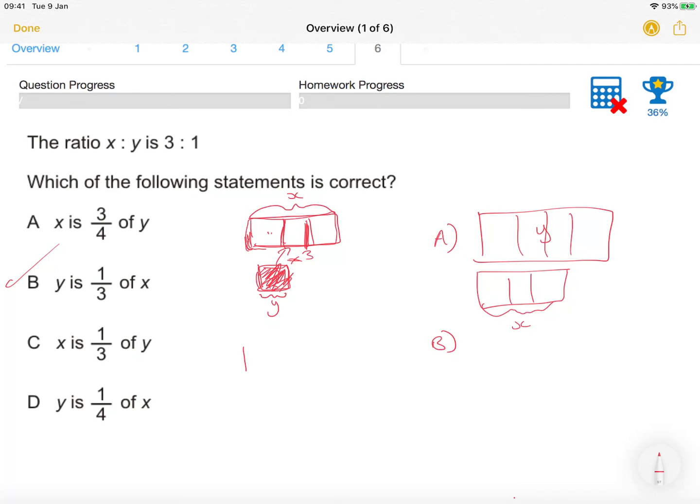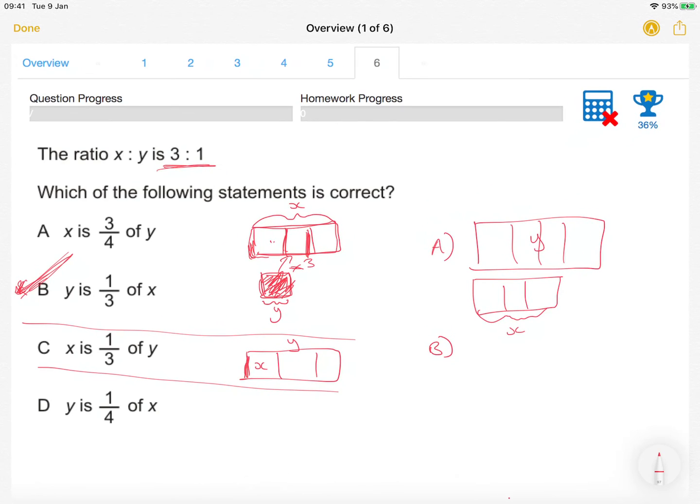C, x is 1/3 of y. Again, that suggests that y is, let's say, that big. And then if we split it into 3, then we're saying that x is that big. So we can see that in this diagram for C, that x is smaller than y, but we know from our ratio that x is 3 times bigger than y. D, y is 1/4 of x. Well, we know that y is 1/3 of x, so it can't be a quarter as well as 1/3. So we know that our answer is just B.